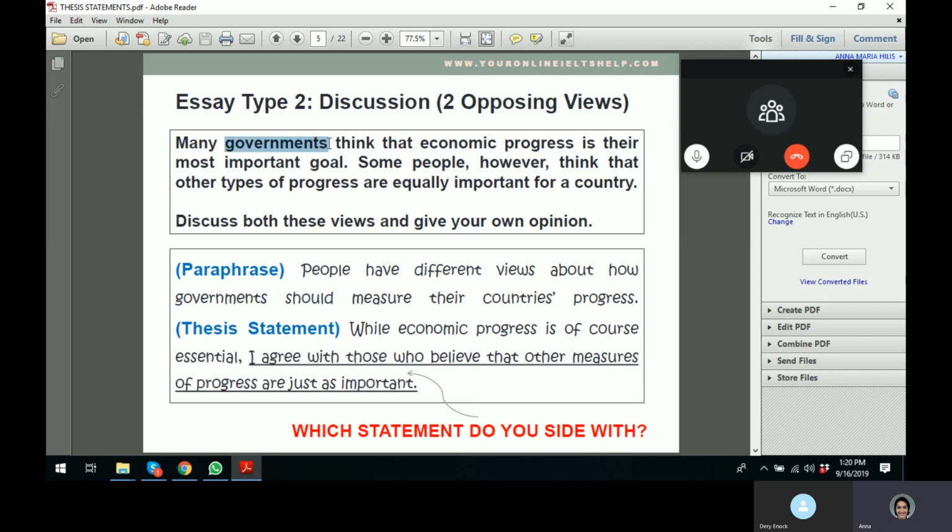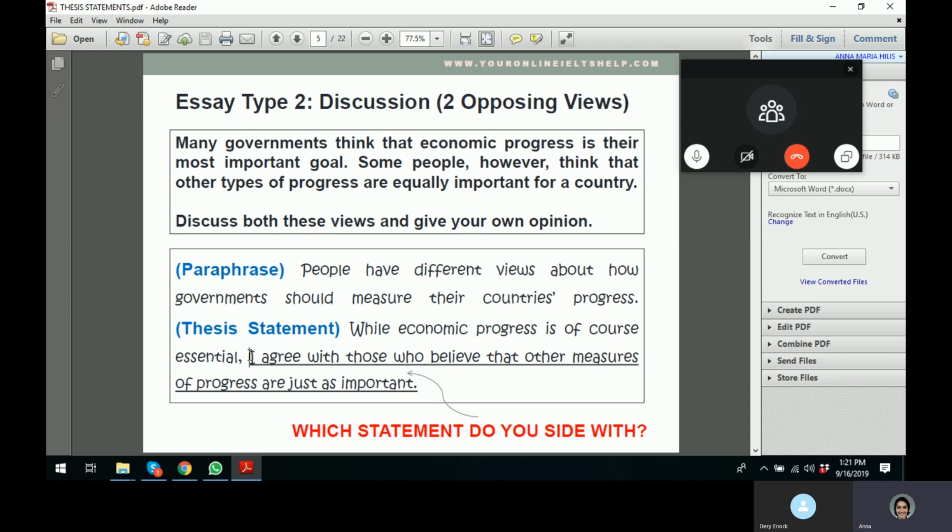Where are the governments? Okay, that is actually people, countries. Okay, governance is here. Economic progress is in the thesis statement. Equally important is actually an important point for countries. Okay, progress is here. All right, and you have to say which statement you side with.